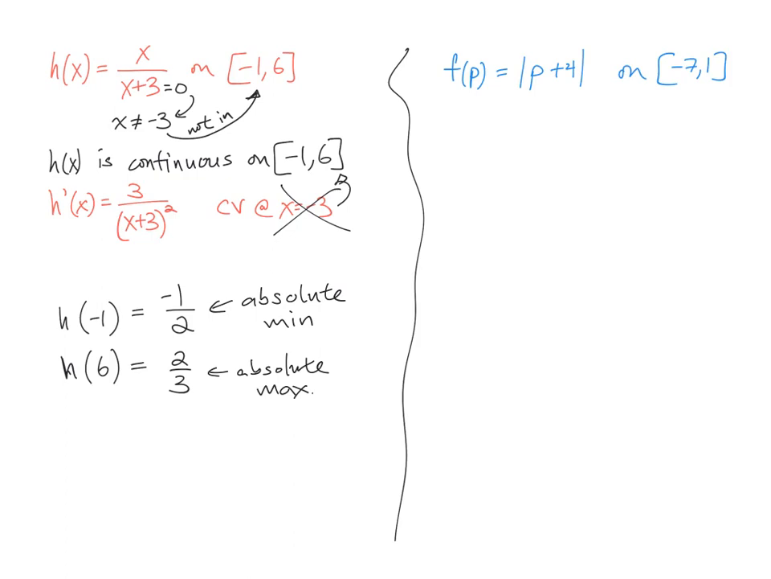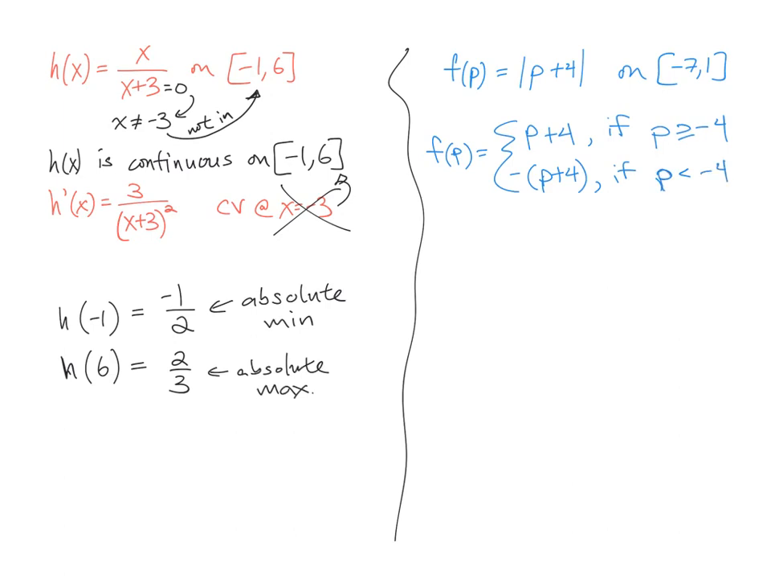So lastly here, for this type of example, we have f of p. And yes, we are going to break this down into a piecewise function because that is what absolute values tell you to do. So I've got p plus 4, and I have a negative (p plus 4). The first is if p is greater than or equal to -4, and the second is if p is less than -4.